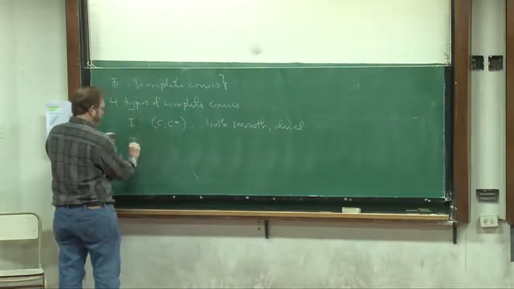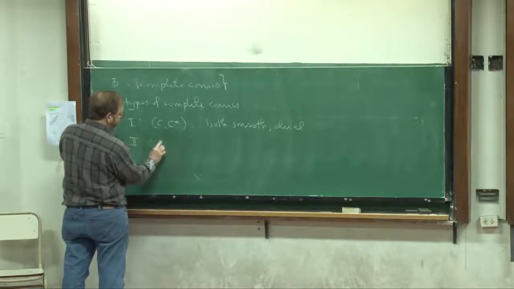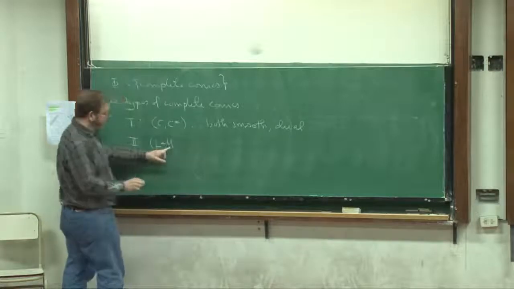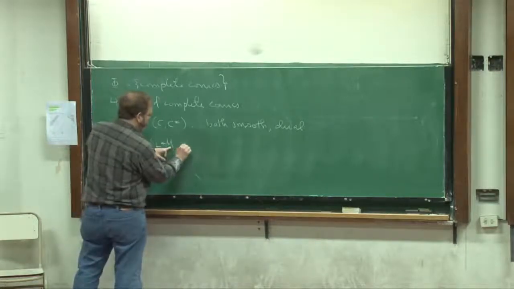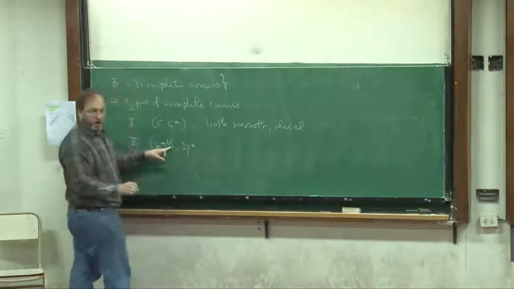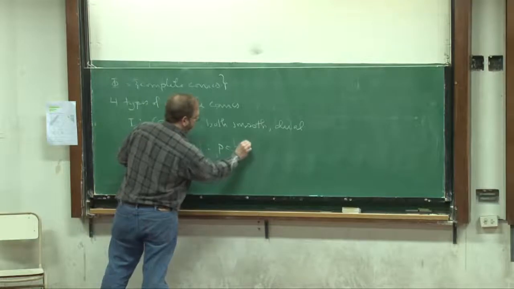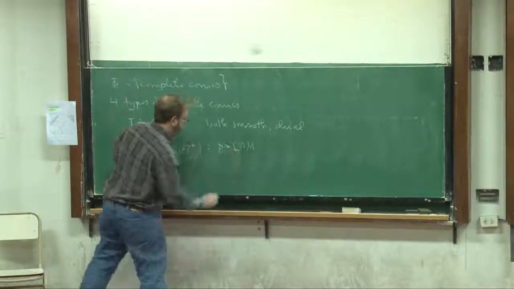There's type 2, which was this first degeneration we looked at, which consists of a conic of the form L plus M, where L and M are distinct, and the dual conic is necessarily 2P star, where P is simply the intersection of L and M.